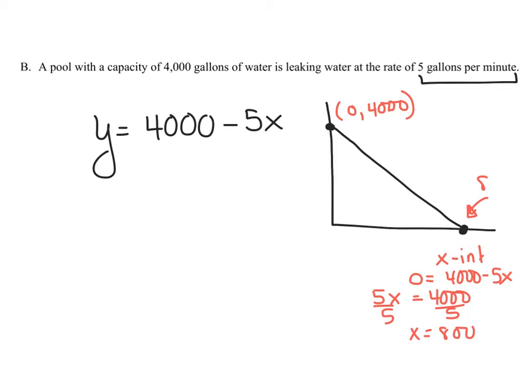So what does this mean? Well, (800, 0) would be my x-intercept, and this is the minutes. And over here I have the gallons in the pool.